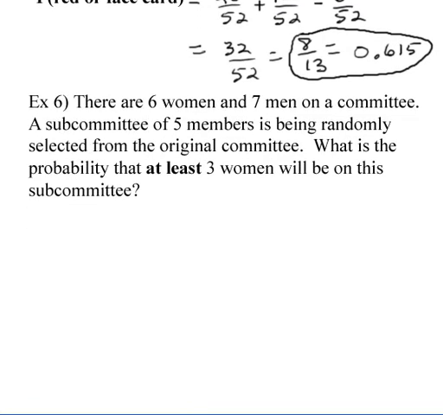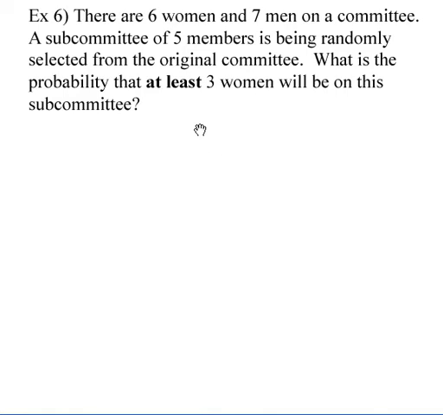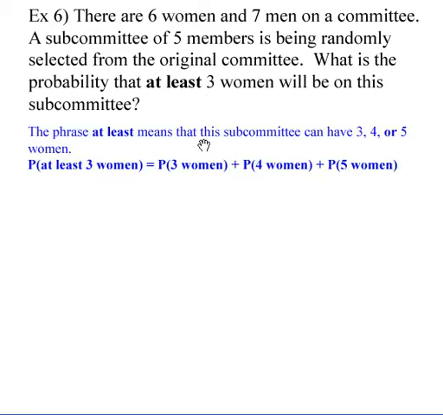All right, another one we haven't looked at is the concept of at least, or at most. We're going to do an example of at least. In this situation, there are 6 women and 7 men on a committee. They want to form a subcommittee of 5 members randomly selected from the original committee. What's the probability of at least 3 women being on this committee? Now, the phrase at least means the committee can have 3 women, 4 women, or 5 women. So we've got the addition rule here. The probability of at least 3 women is the probability of having 3 women on the committee plus the probability of having 4 women on the committee plus the probability of having 5 women on the committee.